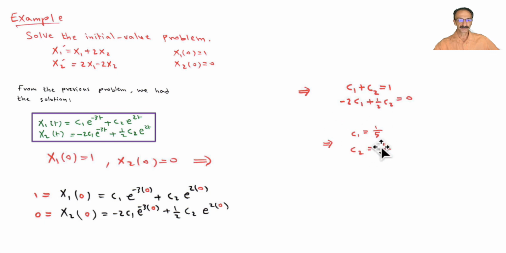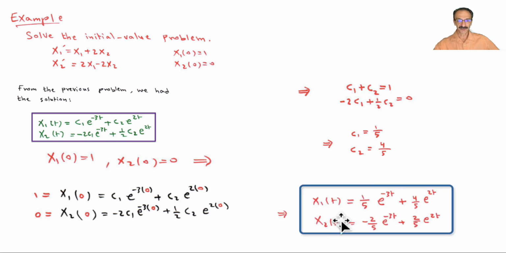Putting this back here, replacing C1 and C2 with these numbers, I get the solution to the initial value problem. And it's right there. Alright, not too bad for this section. Just algebra steps with the technique of the derivative operator and the elimination method.